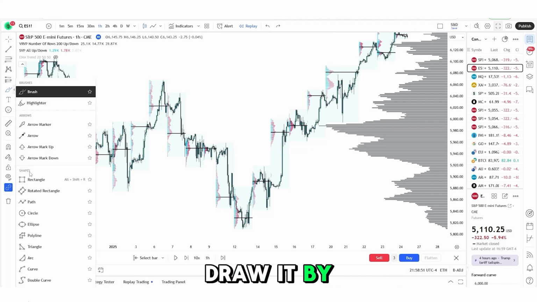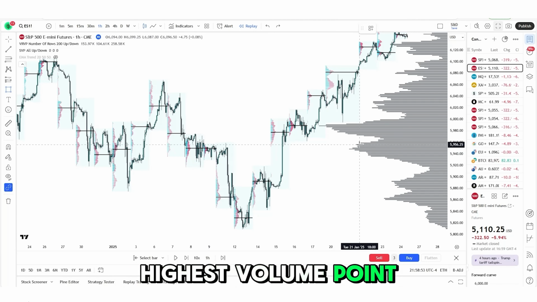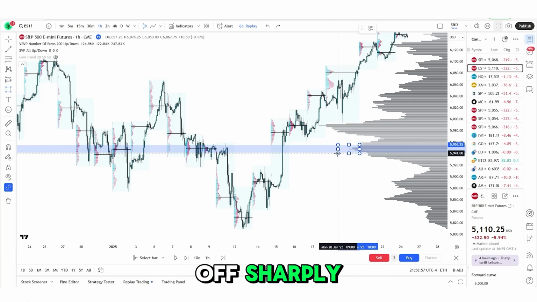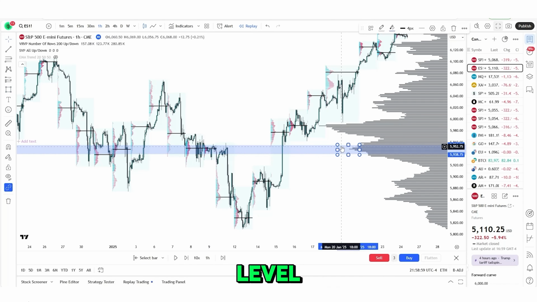And we're going to draw it by trying to center it around the highest volume point. And we want the edges to be a point where the volume falls off sharply. And that's our supply and demand level.